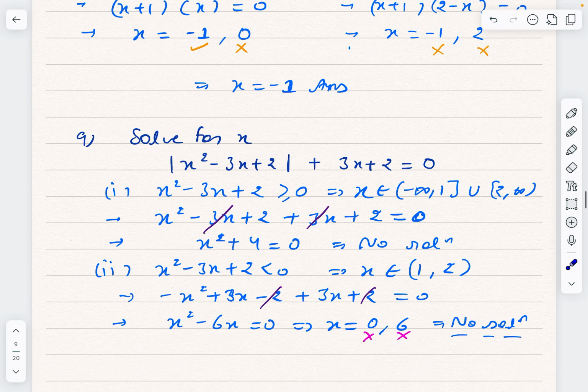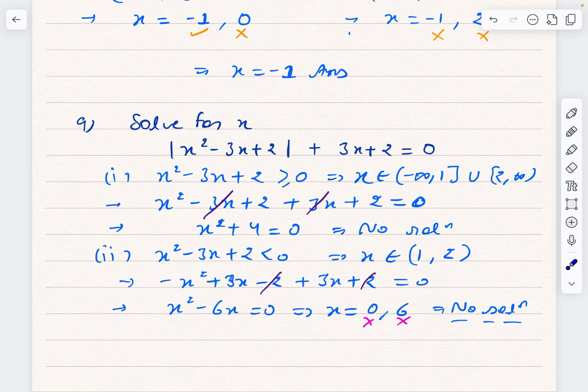Next problem. So the answer for this problem is no solution. See how. Here we have |x square minus 3x plus 2| plus 3x plus 2 equal to 0. So first of all, we see when x square minus 3x plus 2 is positive and when it is negative. Using wavy curve, we can find that out. The roots will be 1 and 2. So it will be positive in minus infinity to 1 union 2 to infinity.